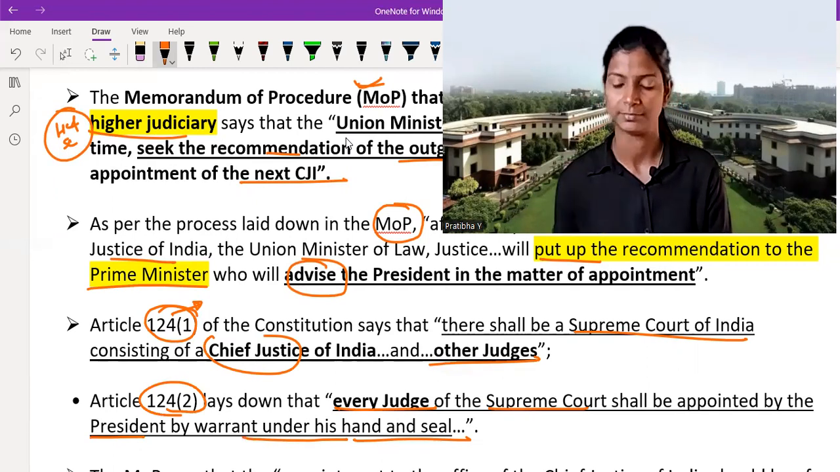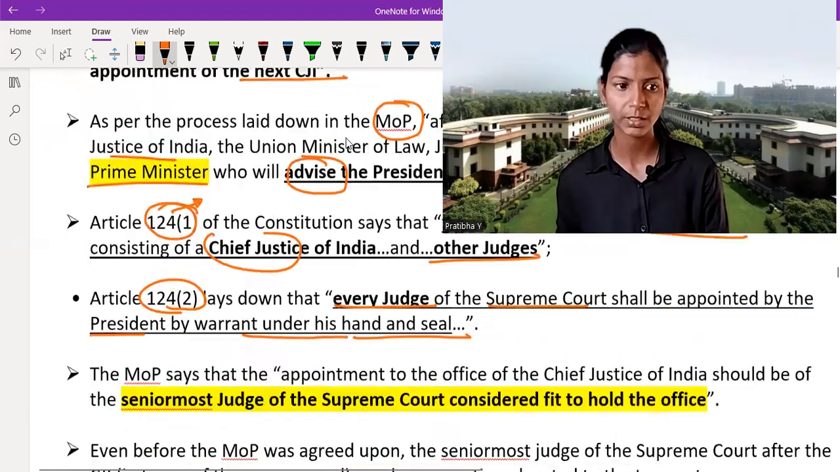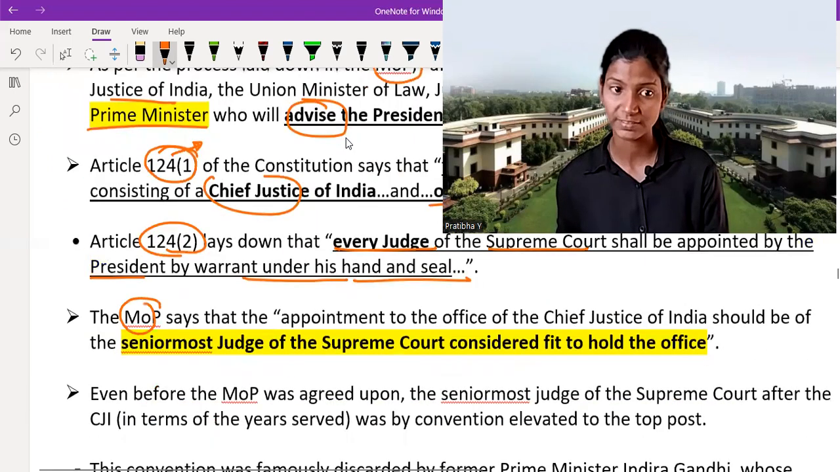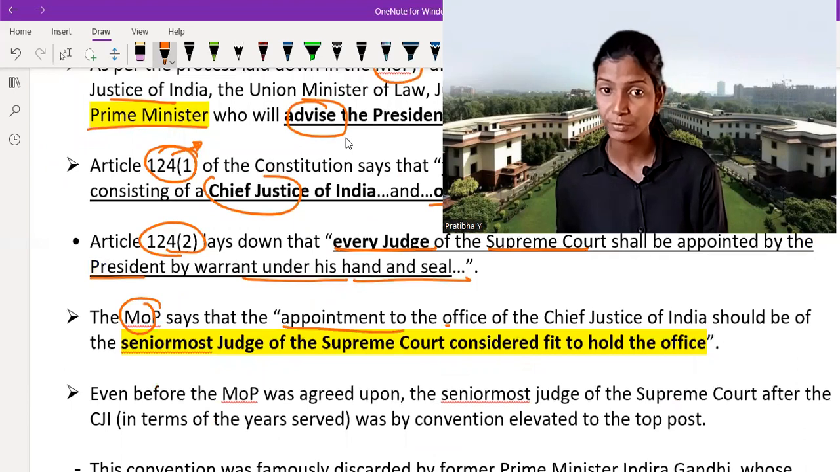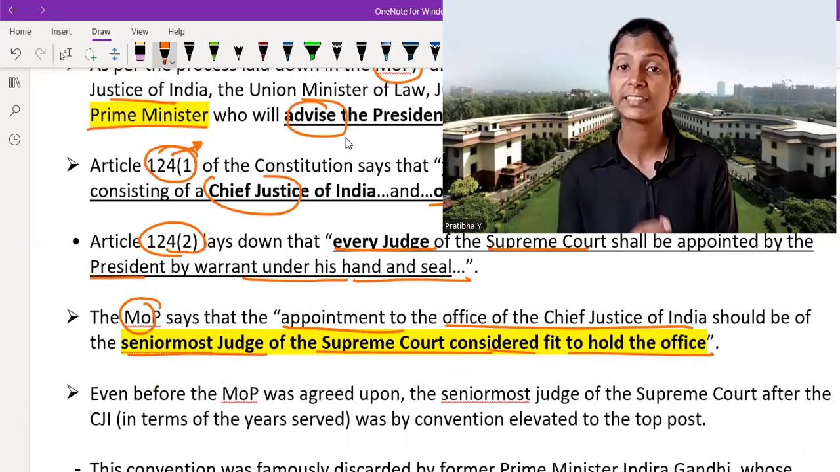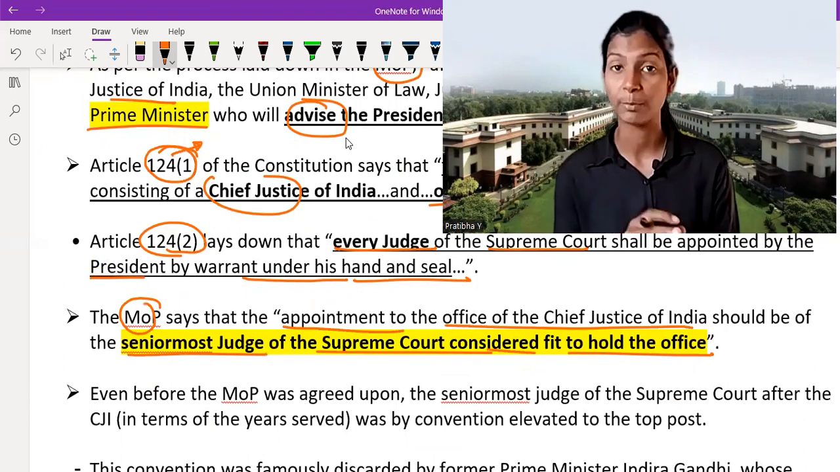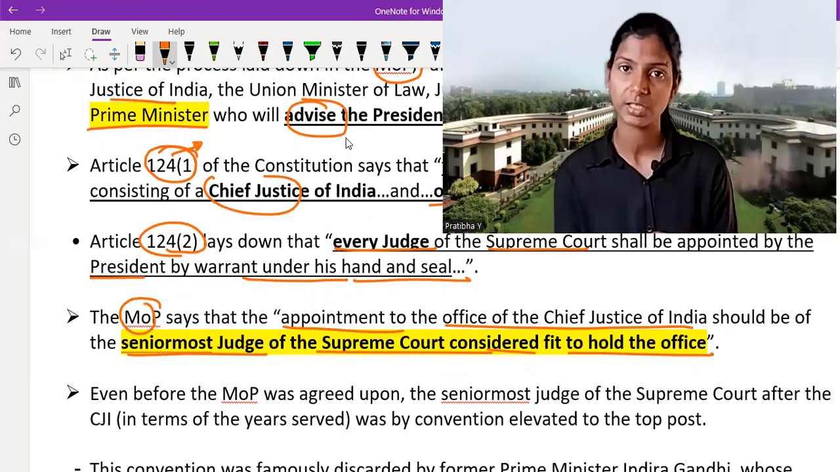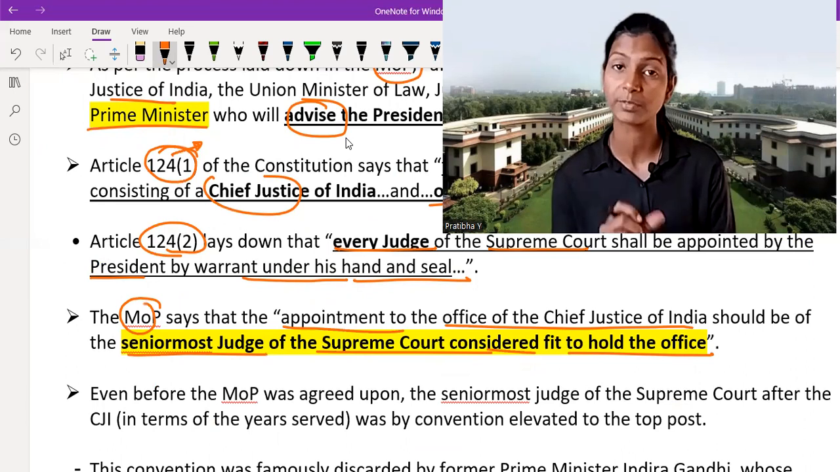Okay. The MOP, Memorandum of Procedure, says that the appointment to the office of CJI should be of the senior most judge of the Supreme Court considered fit to hold the office. Who becomes the CJI? MOP says the senior most judge who is suitable to hold the office becomes the CJI.